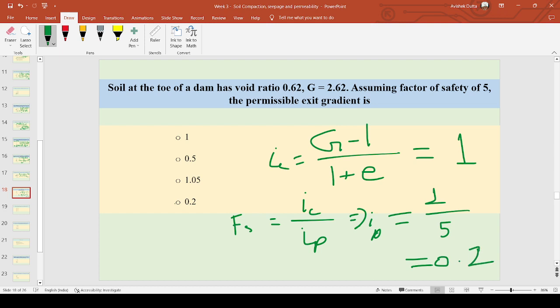Clear? Permissible gradient is the gradient which is acceptable so that we are not considering any piping failure in the soil because of the upward seepage of water. At the critical gradient, there is a 50-50 chance it might fail or not fail. The factor of safety is 1. So we have to keep it lower than the critical gradient to get a factor of safety more than 1. In this case it is equal to 5, hence it is 5 times less. Clear?